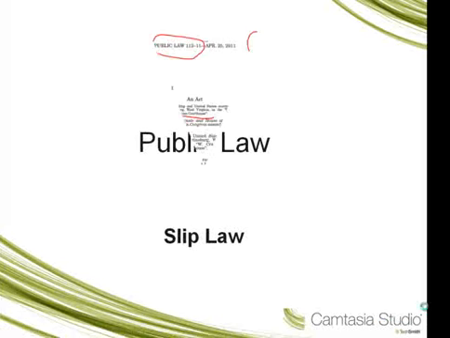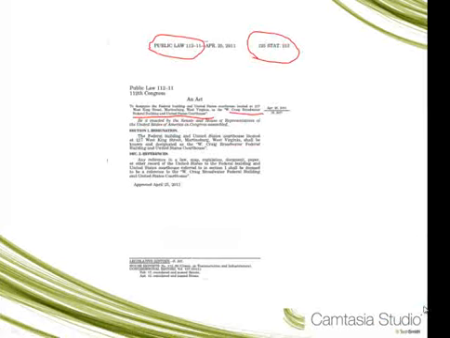Here is an example of a slip law. Take a close look at this slip law. Every slip law can be identified by its name, public law number, the Statutes at Large citation, and date.